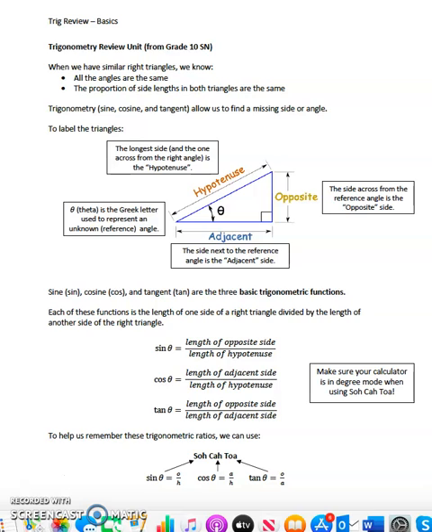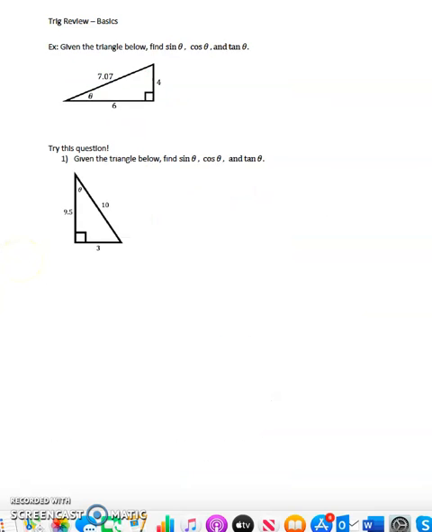So let's look and see if we can figure out sine and cosine and tangent if we're given some triangles. Let's take a look at this first one. Given the triangle below, we need to find sine of theta, cosine of theta, and tangent of theta. Well, here's theta, so let's label our triangle. Here's our right angle. Across from our right angle is our hypotenuse. Here's theta. Across from theta is opposite. And our leftover side, our side that's next to theta, is adjacent.